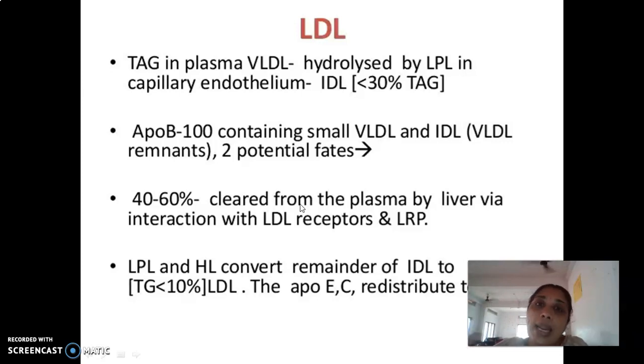So LDL is the lipoprotein responsible for transporting cholesterol esters from the liver to the peripheral tissues. That's the function of LDL. Low density lipoproteins are responsible for transporting cholesterol esters from the liver to the peripheral tissues, because it deposits more and more cholesterol in the peripheral tissues, making the person obese. It is known as bad cholesterol.